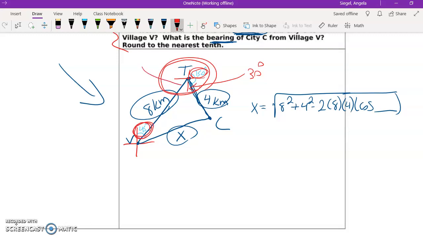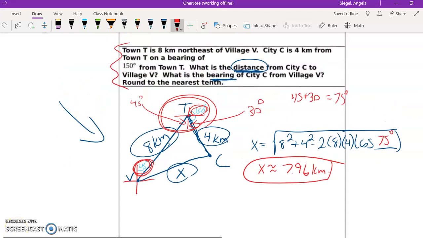This was 45 degrees. So alternate interior angles tell us that that's 45 degrees as well. So I have 45 plus 30, and I know that the angle T is 75. So that completes the formula, and I'm just going to type it in my calculator, and I end up getting about 7.96 kilometers.